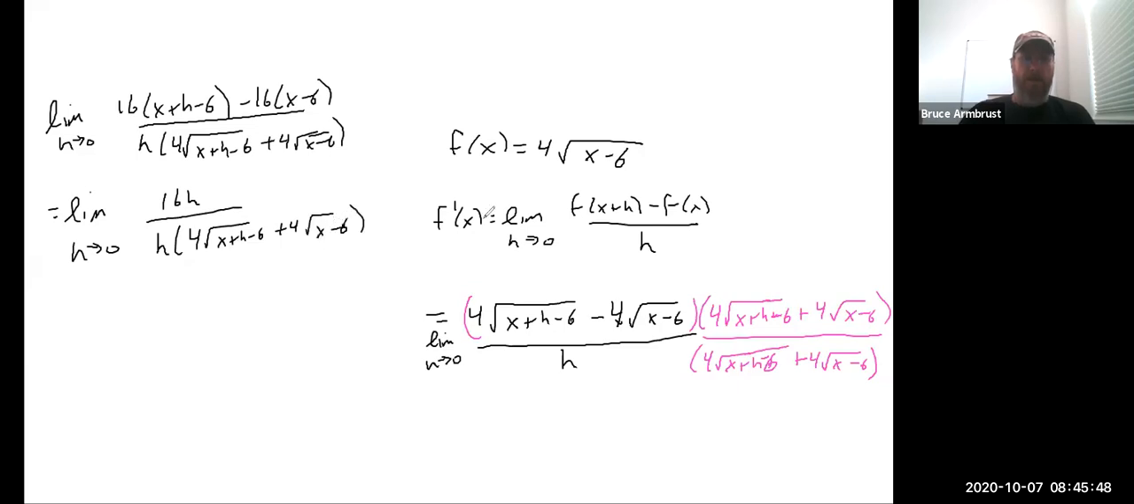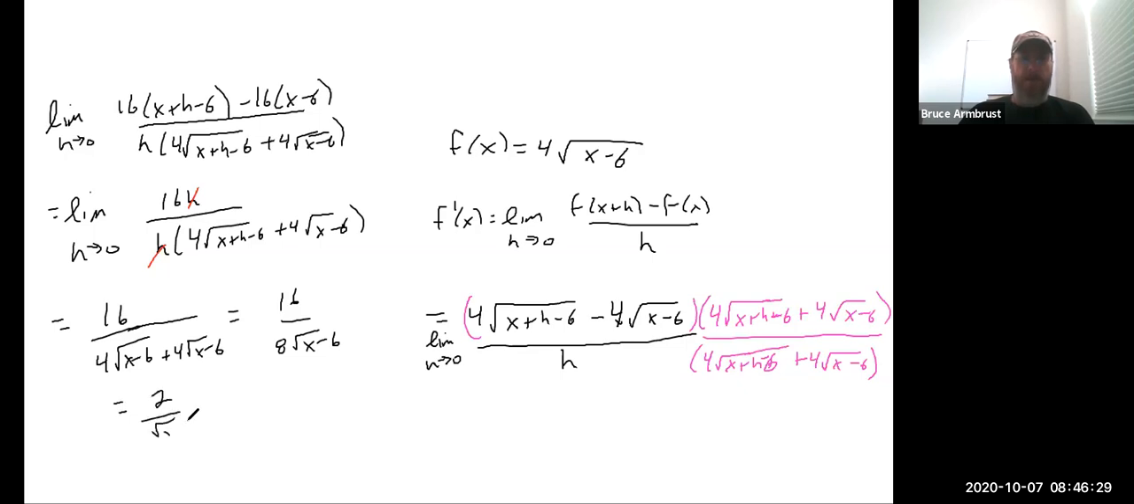All right, so now I can cancel those h's. And we're ready to do our limit. So on top, we're going to get 16. On the bottom, I'm going to get 4 square roots of x minus 6 plus 4 square roots of x minus 6. Right, because when the h goes to 0, it just leaves us x minus 6. So that's 16 over 8 square roots of x minus 6. And then the 16 and the 8 reduce. So we're left with just a 2 over the square root of x minus 6.